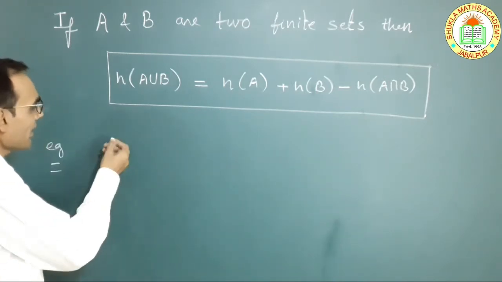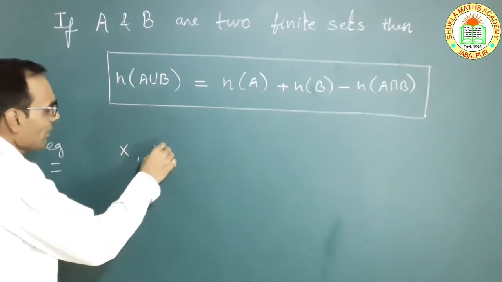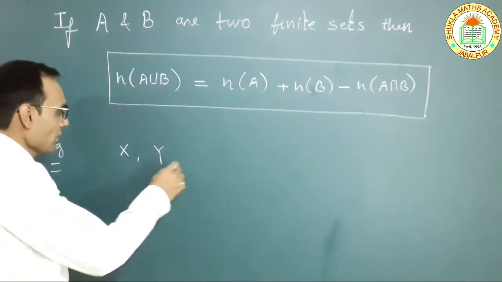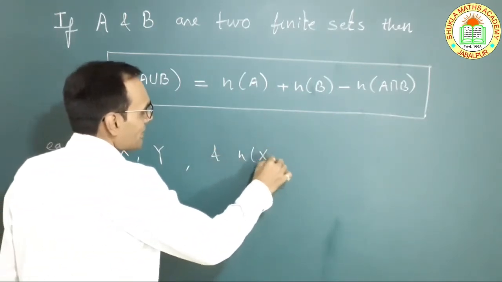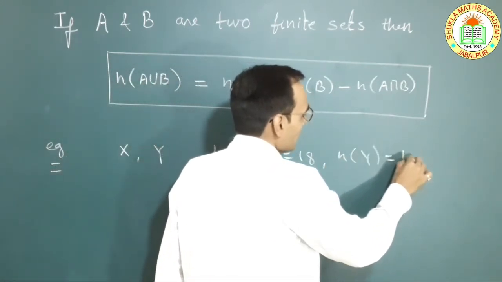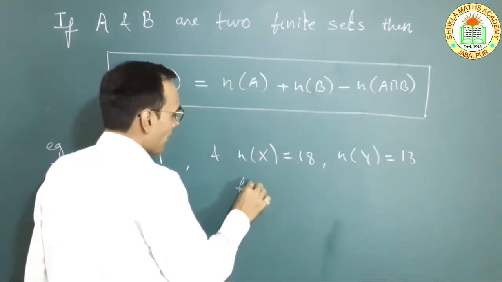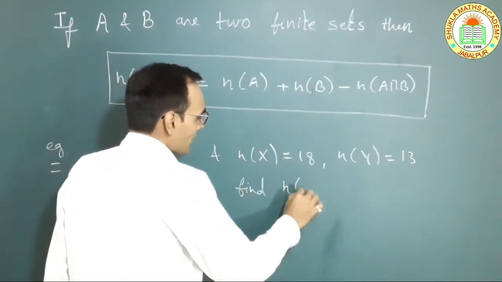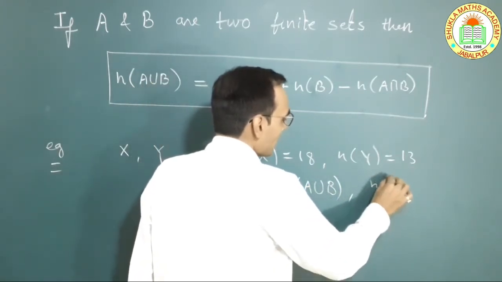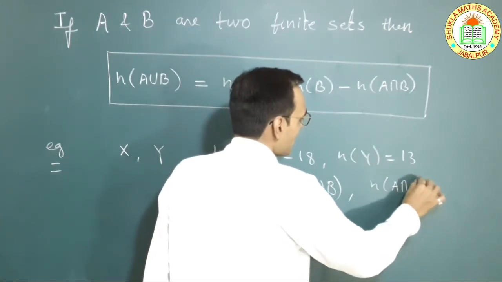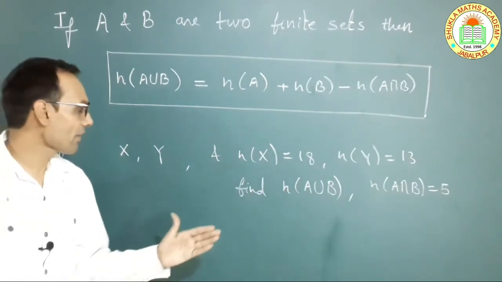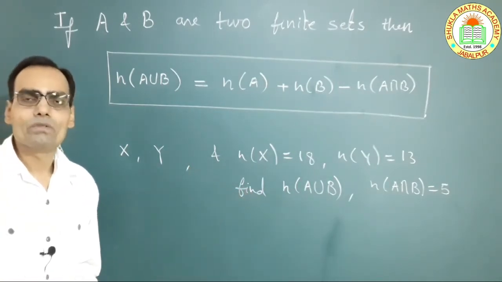Suppose there are two non-empty sets x and y. Let x and y be two non-empty sets, and the number of elements in x is 18, the number of elements in y is 13. So find the number of elements in x union y, and also here the number of elements in x intersection y is given as 5. By using this formula we can easily find the unknown value.